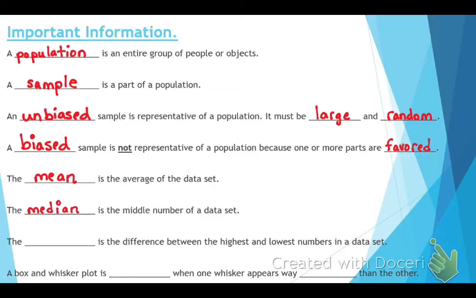All right, does anyone know the answer to the next one? Not quartile, but range. Okay, the range is the difference between the highest and the lowest numbers in a data set. Then we've talked about the next one. A box and whisker plot is, I want you to write this in there, skewed when one whisker appears way longer than the other. Not larger, but longer. Okay, so you want to make sure you know and understand this important information for your quiz coming up on Monday and your test on Wednesday.